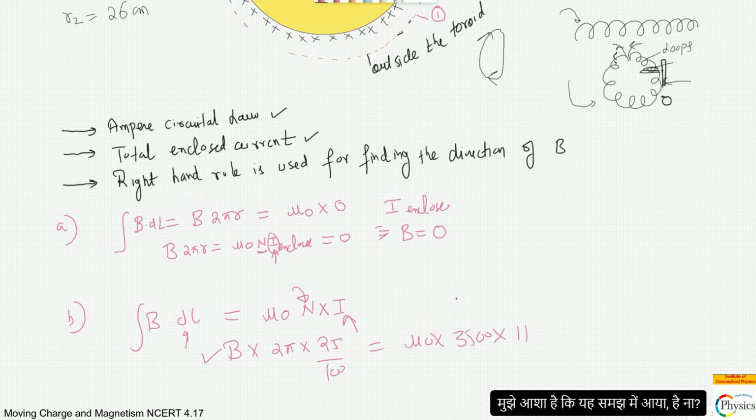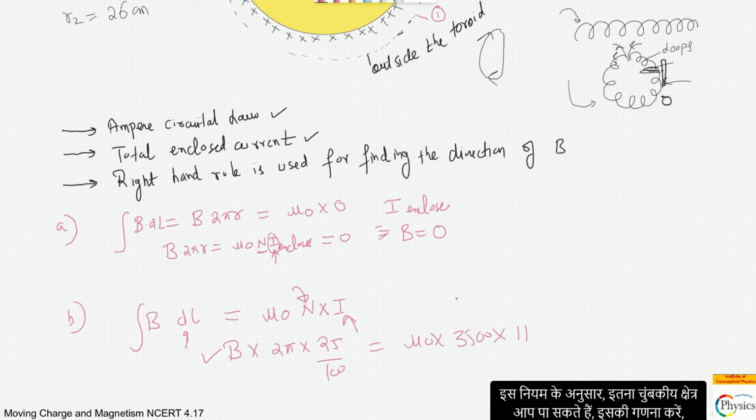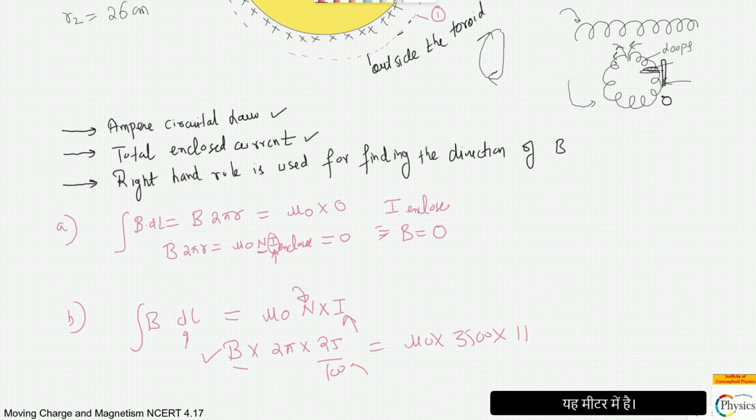I hope this made sense, right? We are able to find the B also with the help of this rule. So you can calculate the magnetic field, and you will get the answer. This is in meters, this is the number of turns, this is 11 amperes, this is the permeability of the medium.